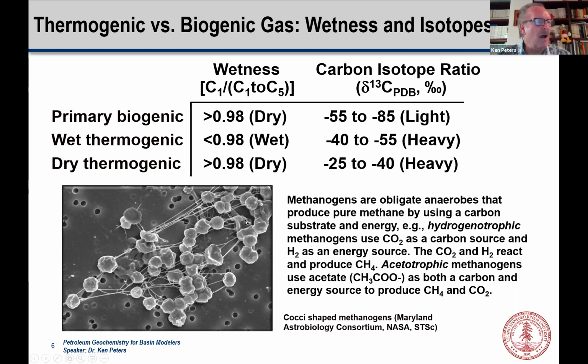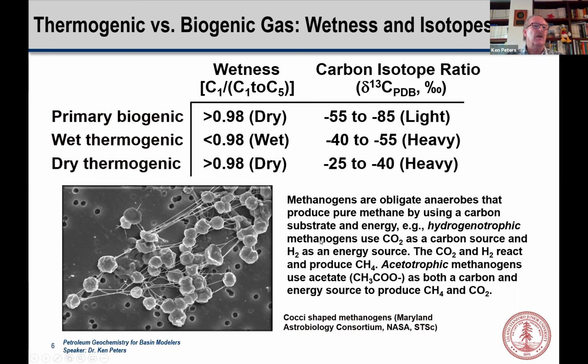Now on the photomicrograph here on the left, this is an electron SEM scan that shows you some methanogens. These are really unusual organisms. Methanogens are obligate anaerobes. That means they only function under anaerobic conditions. Oxygen is toxic to them. They produce essentially pure methane by using a carbon substrate and energy. And there are two types.